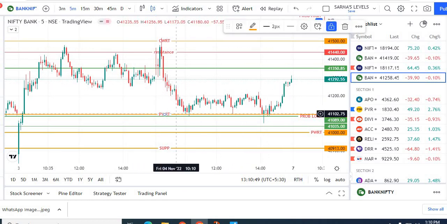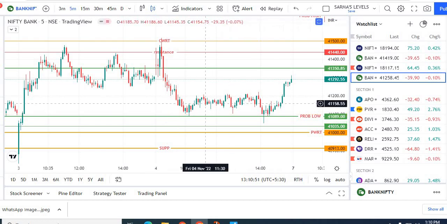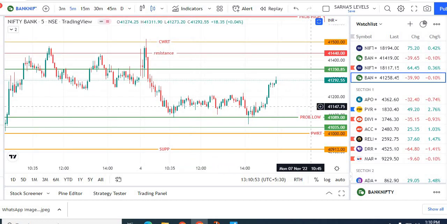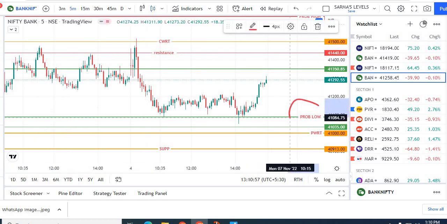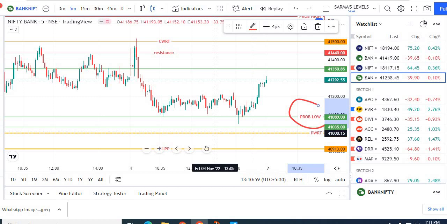See, I can show you here. So this is the probable low. You can see, I will mark it for your convenience. This is the probable low. So here it touched the probable low, and this way we can trade easily.